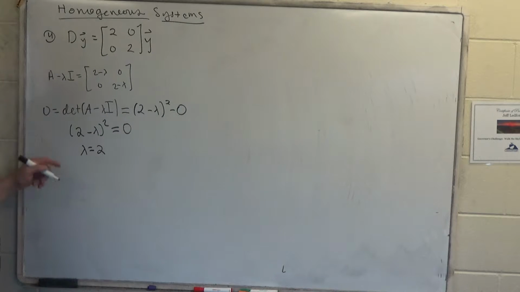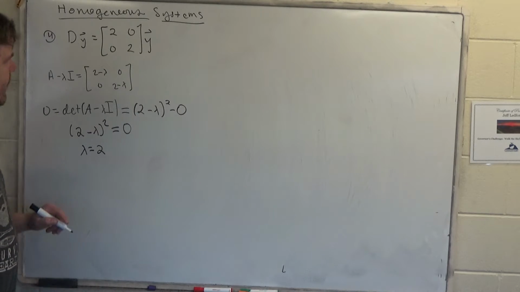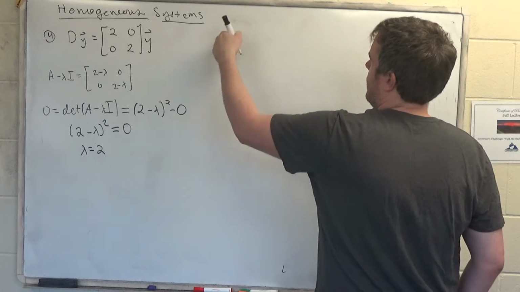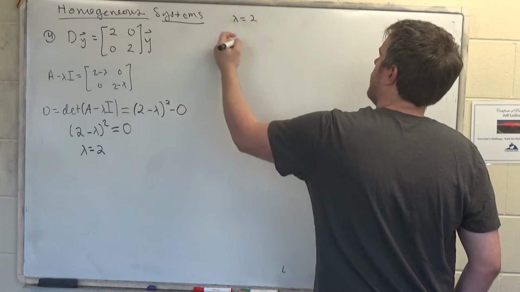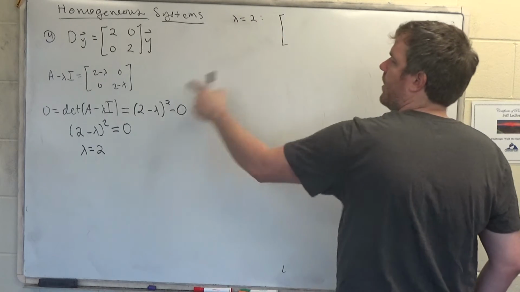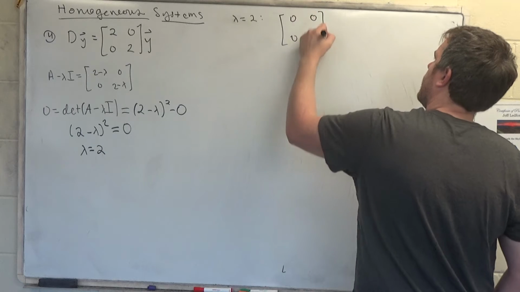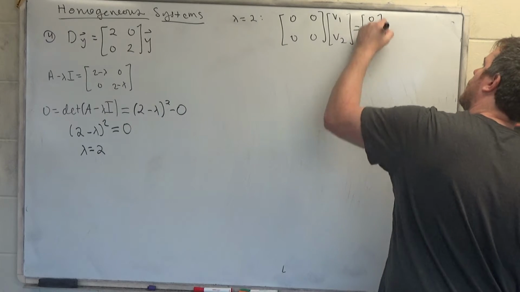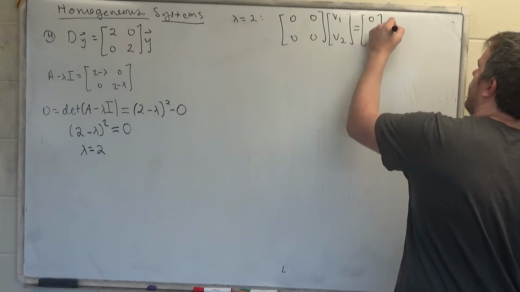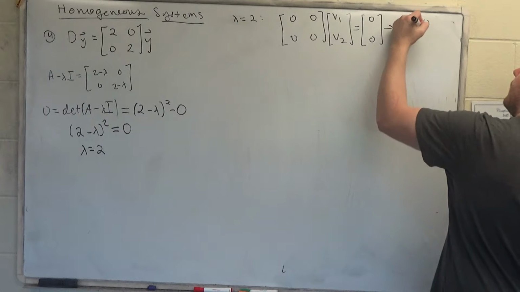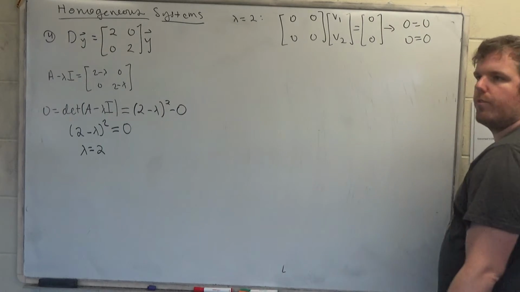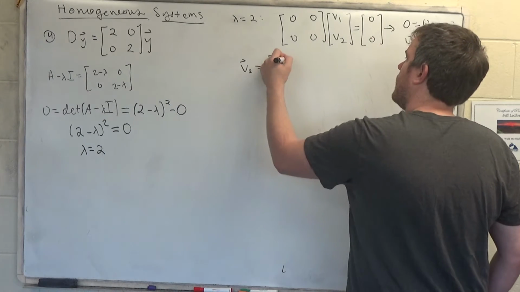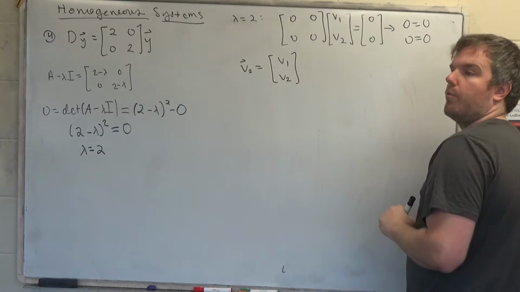We've seen this before. However, when we plug this back in, so if we try to find the eigenvector v sub 2, plugging in 2 gives us the 0 matrix. What this tells us, our equations are just 0 equals 0 and 0 equals 0. So we get no restrictions on v1 and v2. So v1 and v2 can be whatever they want.